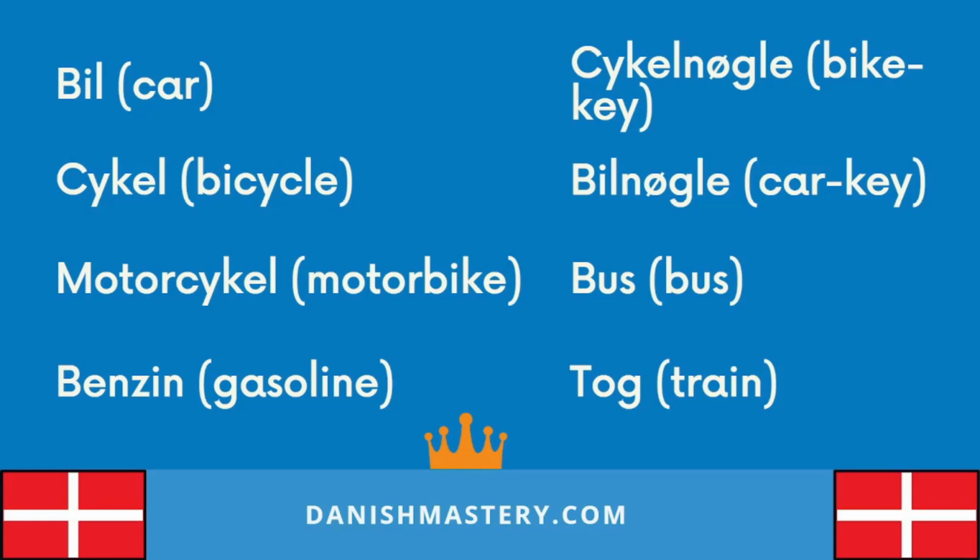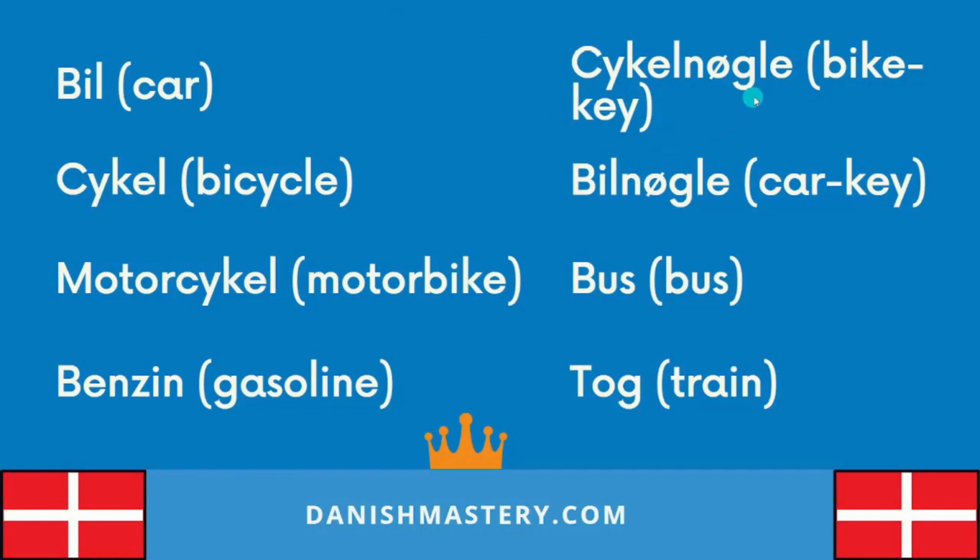Right? So the first one is bil. Bil. Car. That's kind of easy, I think. Cykel. Bicycle. Motorcykel. Motorbike. Benzin. Gasoline. Now, I know there are different kinds of gasoline and stuff, but this is like the basic one, right? When you're putting it in your car or whatever, it's like, oh, benzin. That's what you say.